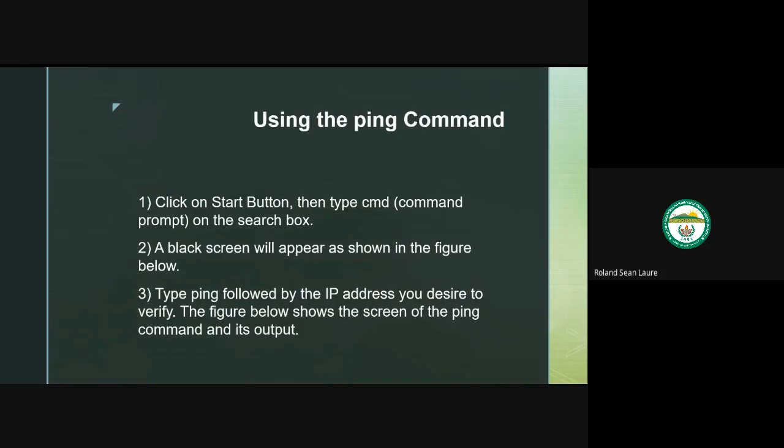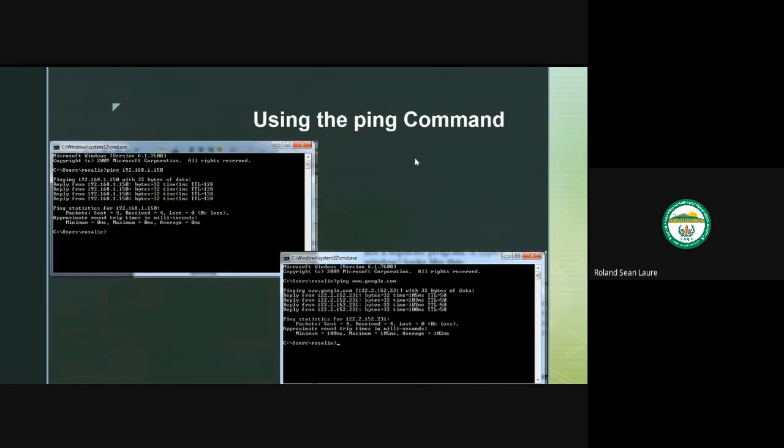So, using the ping command. First, click the start button, then type CMD. Then a black screen will appear, as shown in the figure. Type ping followed by the IP address you want to verify. So that is the picture. In the first illustration, one is 192.168.1.50, so the other PC should be 192.168.1.51, so they can see each other. That is our IP, or ping.